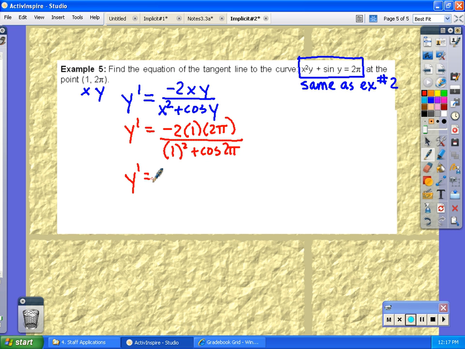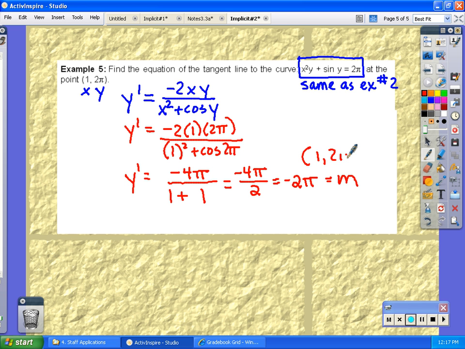Now, let's simplify the numerator first. That's going to give you -4 pi, and this will give you 1 plus. If you don't remember what the cosine of 2 pi is, you can certainly do that on your calculator, but it happens to be 1. So if I simplify this, I have -4 pi over 2, which gives me -2 pi. So that's my slope. And I have my ordered pair 1, 2 pi.